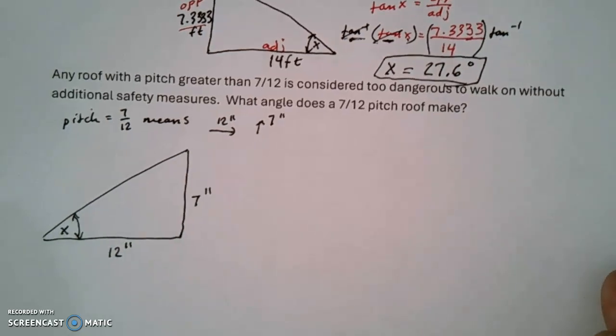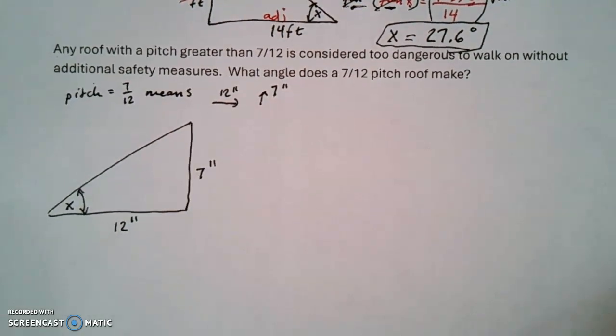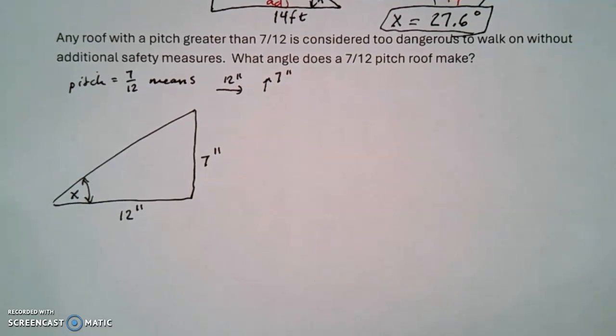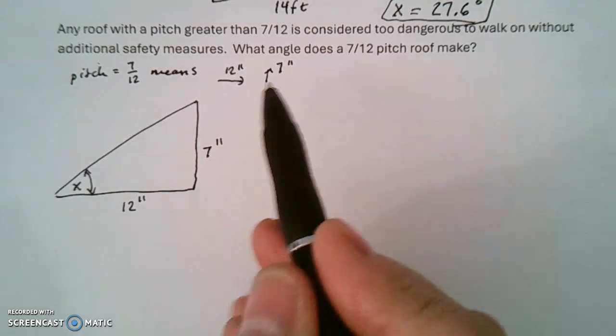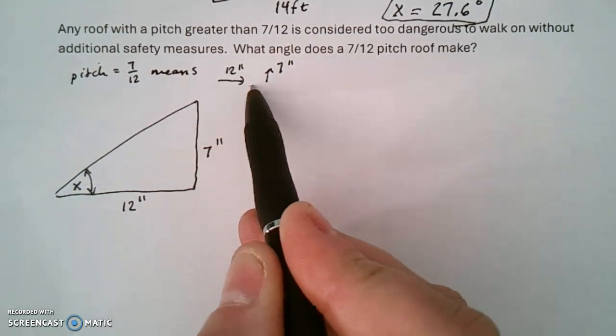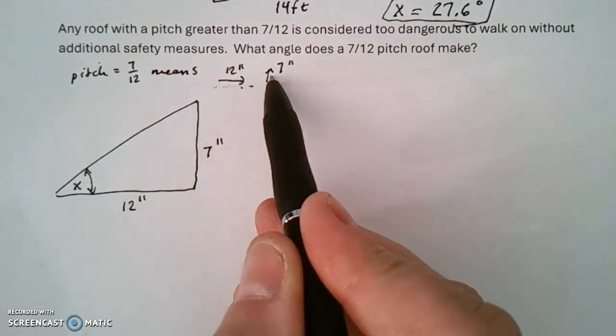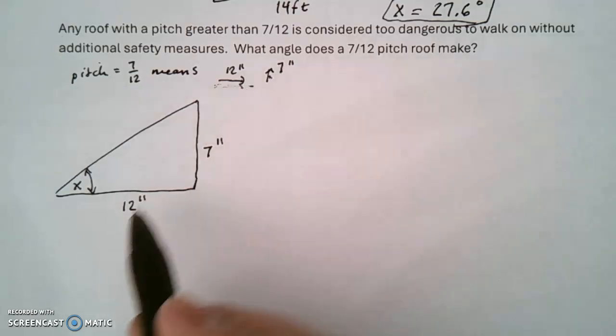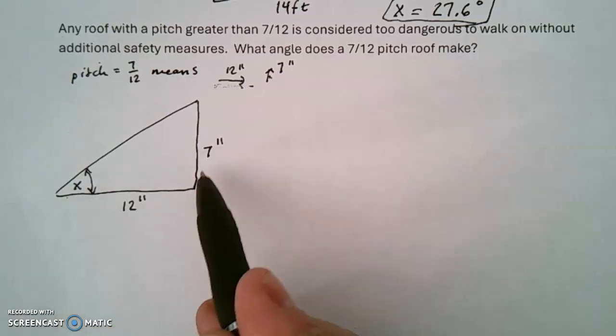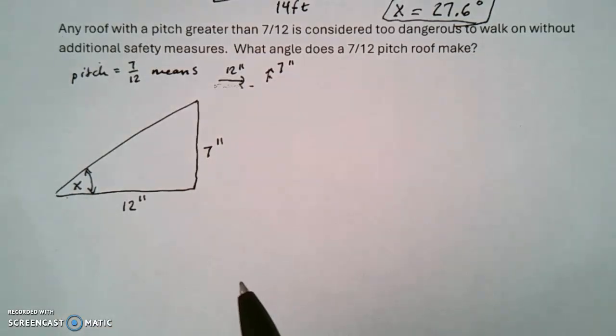So then they say to us, any roof with a pitch greater than 7/12 is considered too dangerous to walk on without additional safety recommendations. Okay? So toe boards, strapping, something like that. They want to know what angle a 7/12 roof makes. So again, 7/12 means for every 12 inches over, it's going to rise 7 inches. So I can take this and say, we're going to go over 12, we're going to go up 7. And that's going to be true no matter how big this roof is if it has a 7/12 pitch.